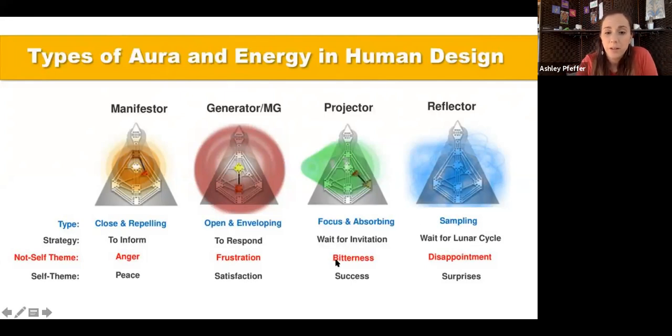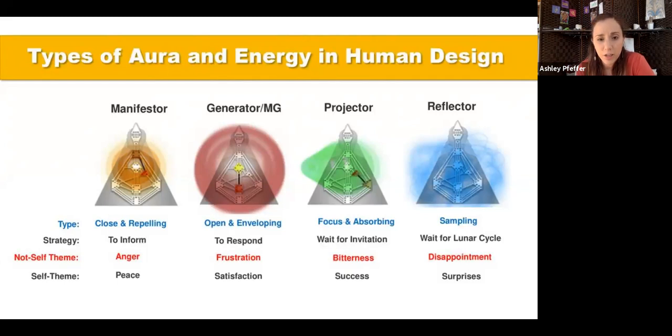bitter. This is your strategy, and this is what happens when you don't use your strategy. This is what happens when you do use your strategy. So bitterness, not self-success. It's very important for projectors to fight the urge to perfect, to guide, and really just wait for somebody to ask for that. And sometimes spirit and source is going to push you. You don't have to wait for a formal invitation or a verbal invitation. You might just get that pull, like, oh, they're pulling me to them.